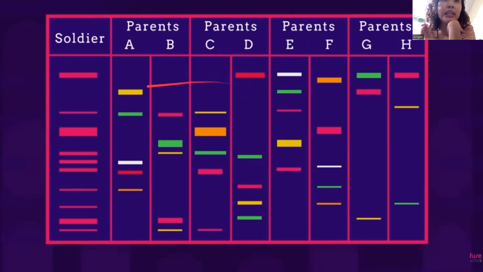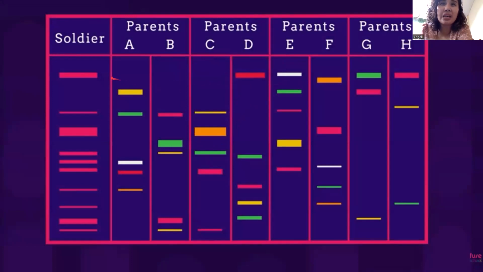So, letter D, match yun. D, match rin yun. D, yan, 4 out of 5. Dito C, kamatch rin. C, kamatch din. So, mas marami siyang kamatch sa parent C and D. Okay, so the soldier parents could be C and D.